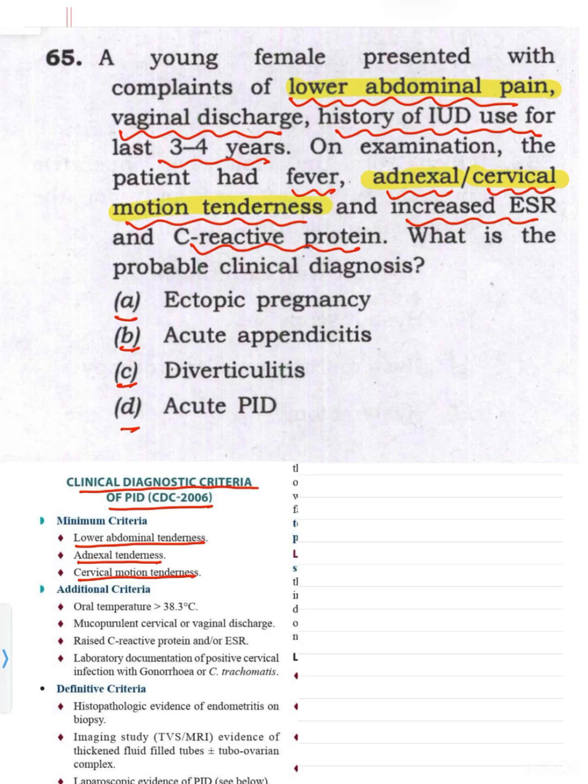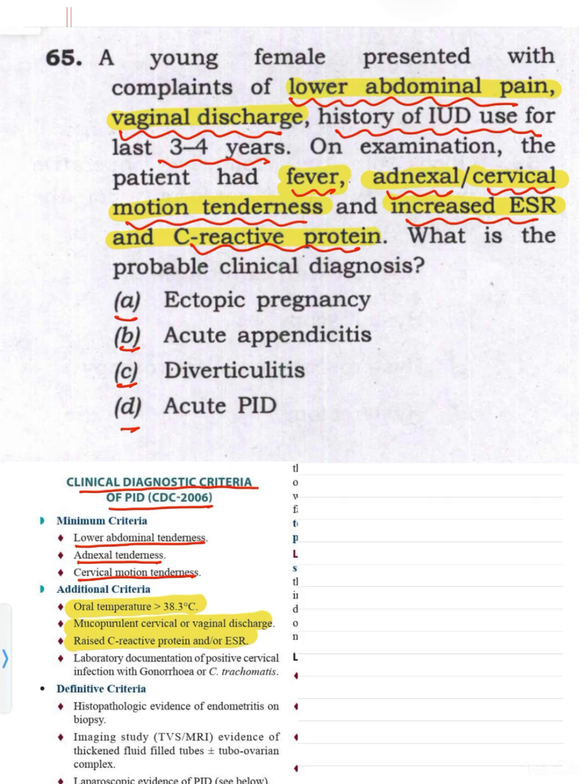Now we have some additional criteria. Oral temperature more than 38.3 degrees Celsius. Is it present here? Yes, fever. The patient is giving the history of fever. Then mucopurulent cervical or vaginal discharge. Yes, we have the vaginal discharge. Then you have the raised C-reactive protein and/or ESR. Is it present here? Yes, increased ESR and increased C-reactive protein.